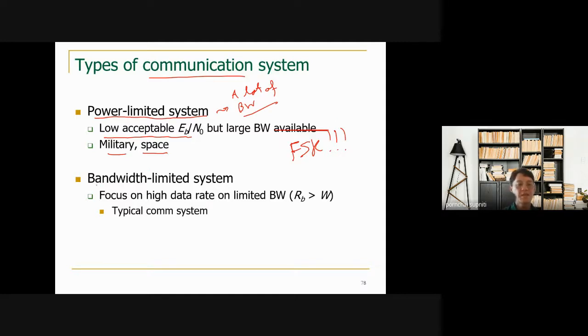But for a system where bandwidth is important because it's expensive, you want to optimize bandwidth, and you want to send to many users and all that, which is the typical commercial communication system, in this system, PSK is super important. PSK or QAM, they are very useful.